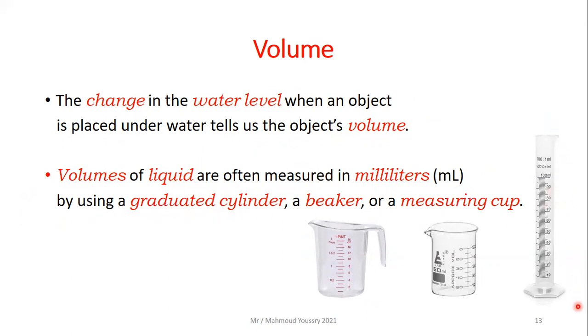Volumes of liquid are often measured in milliliters, which is abbreviated as ml, by using a graduated cylinder like this one to your right, or a beaker. This is named the beaker, the one in the middle, and the one to your left is a measuring cup. Milliliters are the unit for measuring liquids, but the tools used to measure liquid are the graduated cylinder, a beaker, or a measuring cup.